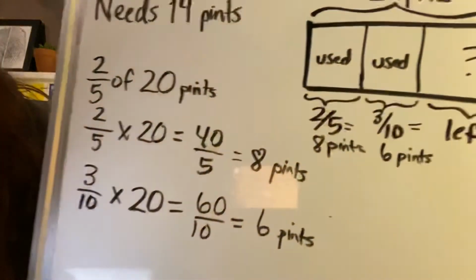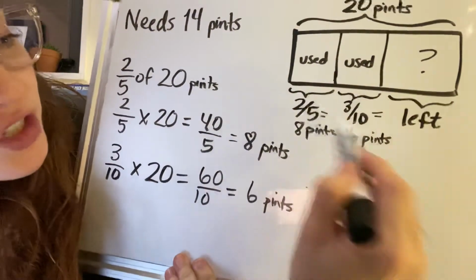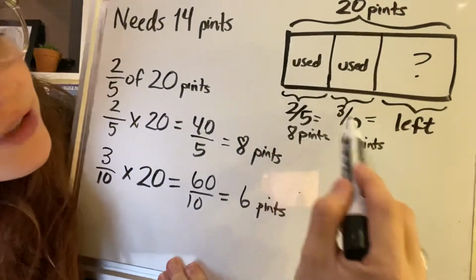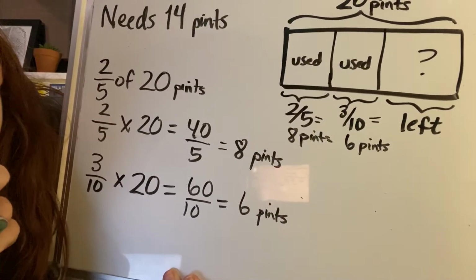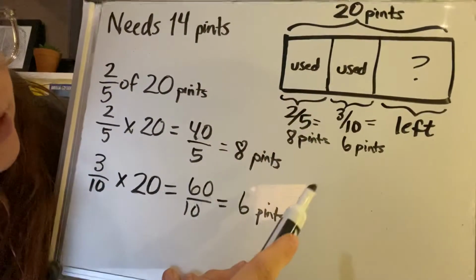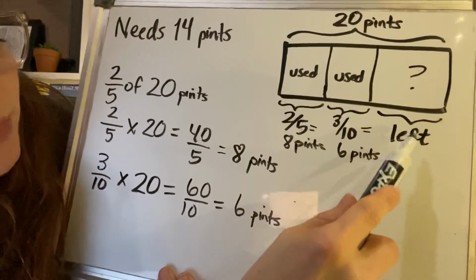Now, let's remember, what do I do with all this information here? And how can I use it to figure out what's left? Make sure you have all this on your paper and figure out, how do I figure out how much is left?